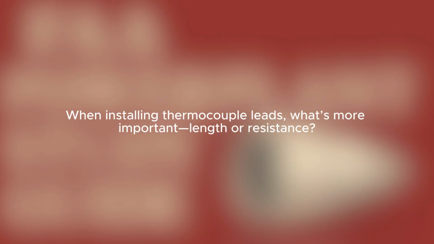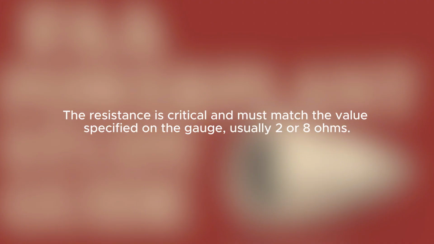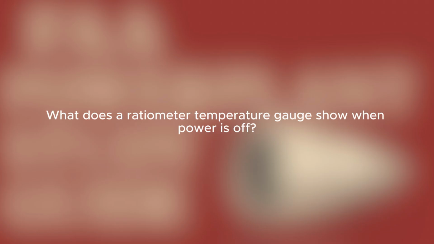When installing thermocouple leads, what's more important, length or resistance? The resistance is critical and must match the value specified on the gauge, usually 2 or 8 ohms. What does a ratiometer temperature gauge show when power is off? The pointer rests off scale on the low side.